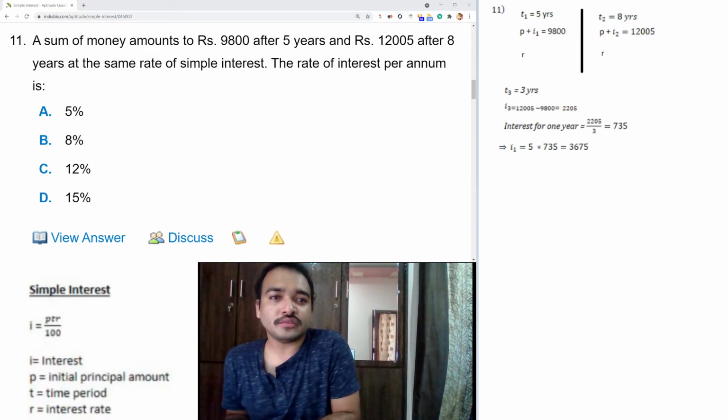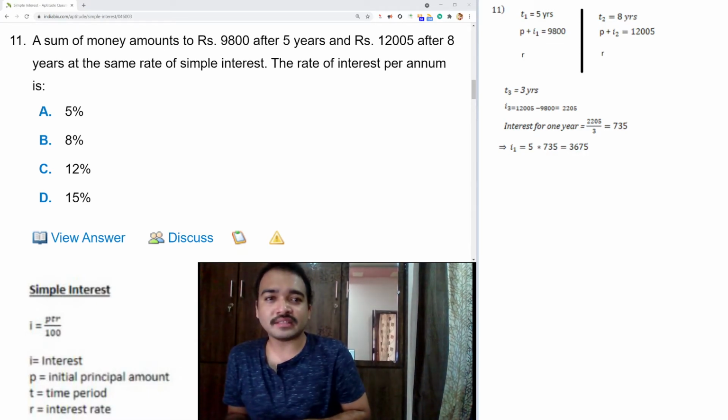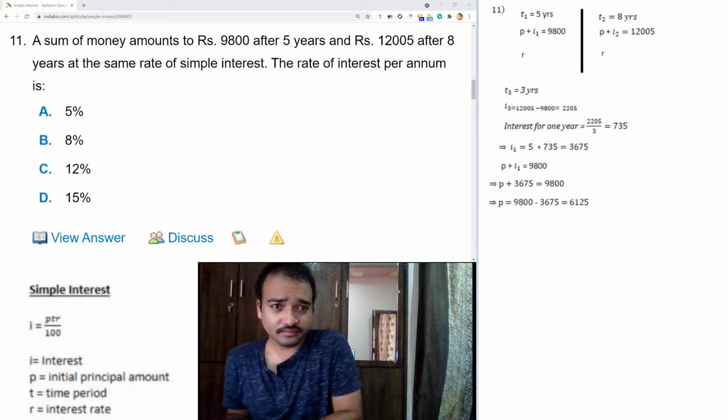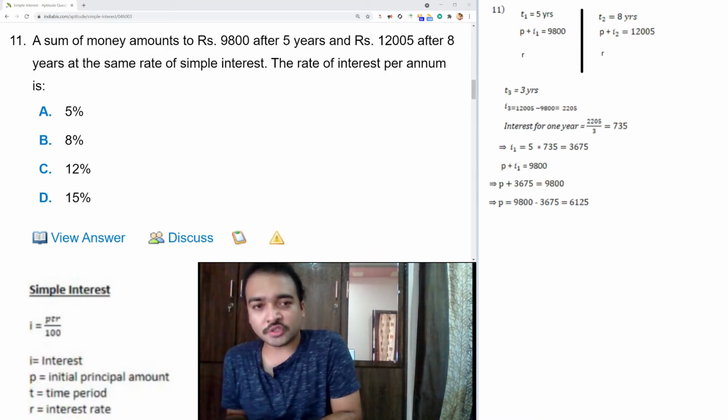If you substitute this I1 in the equation P plus I1 is equal to 9,800, we get the P value as 6,125. We have the P value, we have I1, we have T1. We need to find R. Substitute in the formula. I is equal to PTR by 100.